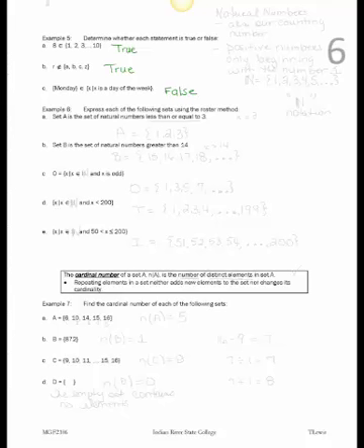Example 6. Express each of the following sets using the roster method. Set A is the set of natural numbers less than or equal to 3.